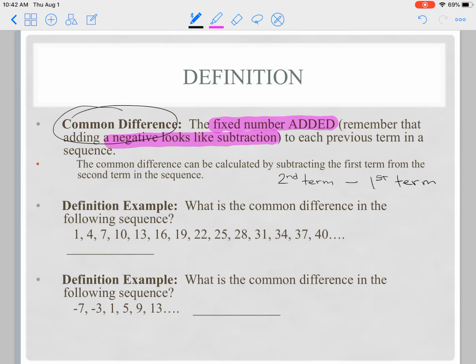So an example of that. What's the common difference in the following sequence? 1, 4, 7. We know what that is. We did it a minute ago. But anyhow, we take our second term, which in our case is 4. We subtract our first term, 1. And so therefore our common difference is 3.